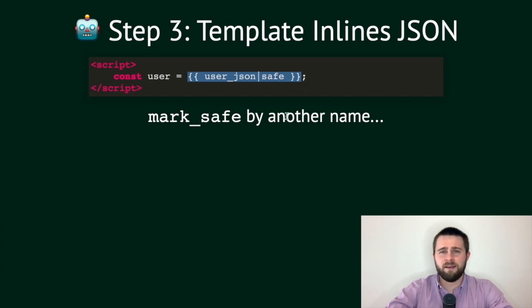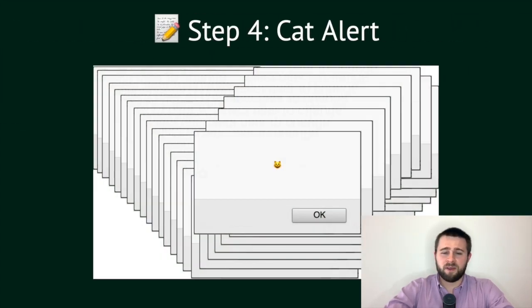JSON is a subset of JavaScript, so this looks like it would be safe. And the pipe safe is needed here. Pipe safe is that function we saw earlier, mark safe, just by another name. That's the template filter version. Well, you might have guessed that the safe is not safe here, because we would get that cat alert appearing from my name.